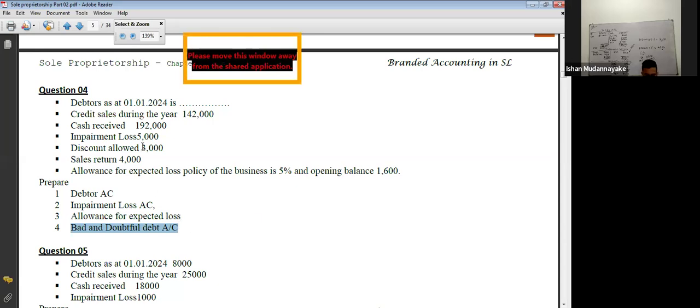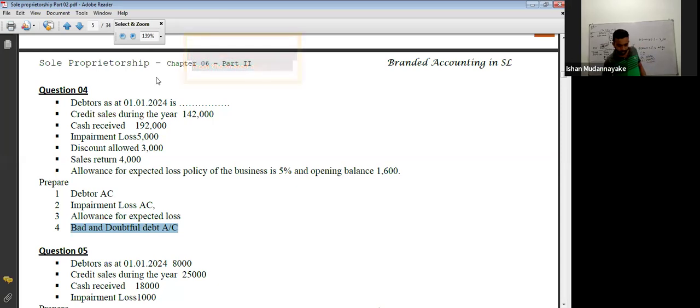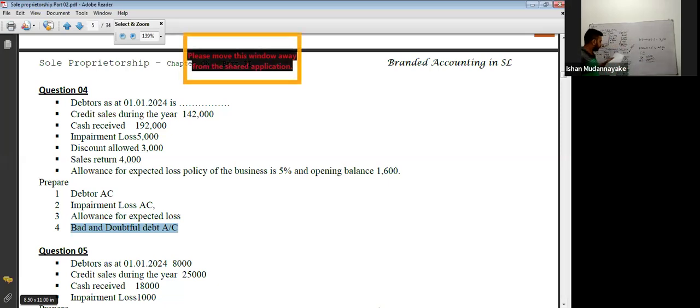Now quickly complete the question with me. Quickly we discuss question number 4. Look at question number 4. Debtors opening balance, debtors as of 1st January 24. You need to calculate the debtors balance.